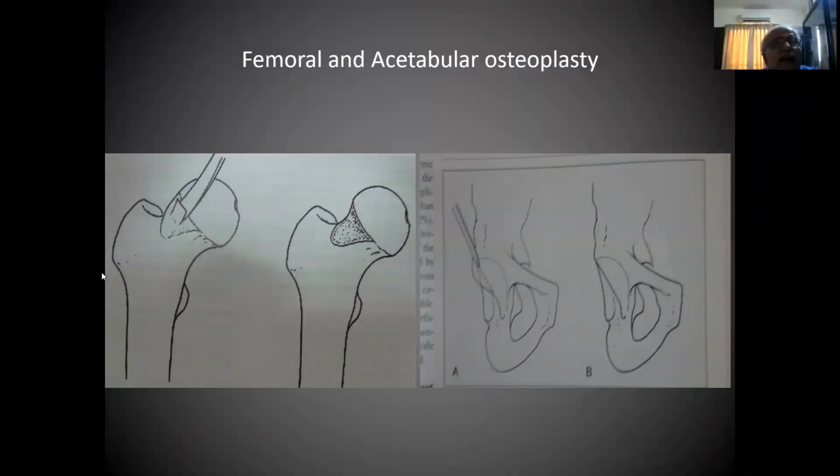So this is the way the head neck junction is cleared. That's called either femoral or acetabular osteoplasty. Either on the acetabular side, if there's an overgrown area, over coverage, you can just take it out, trim that area a little bit.